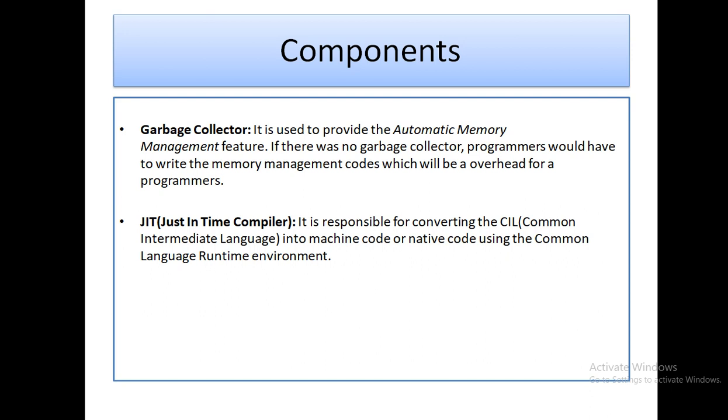And the second thing is the JIT compiler, the just in time compiler. This is also a component of the CLR. The JIT compiler converts the MSIL code into machine level code or native code. So it is responsible for converting the CIL, common intermediate language. Common intermediate language and MSIL, Microsoft intermediate language, are the same thing with a different name. So it is responsible for converting the CIL or MSIL into machine level code or native code using the common language runtime environment.